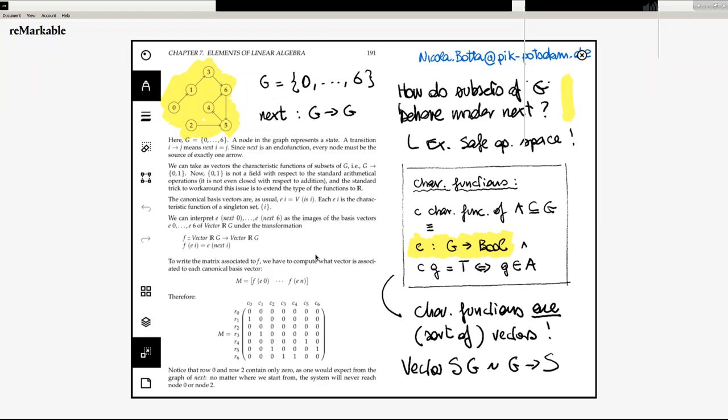And they can be described by a function which is often called next, which simply represents this transition from a state to the next state. So for instance, here there is an illustration of a graph with some nodes 0, 1, 2, 6. And the idea is that they represent the dynamics of a system that, if in state 0, will be in state 1 at the next step, and if in state 4, will be in state 6 at the next step, and so on and so forth.